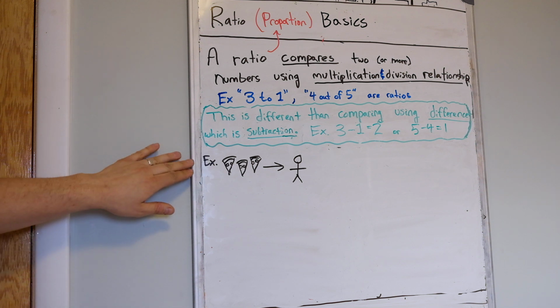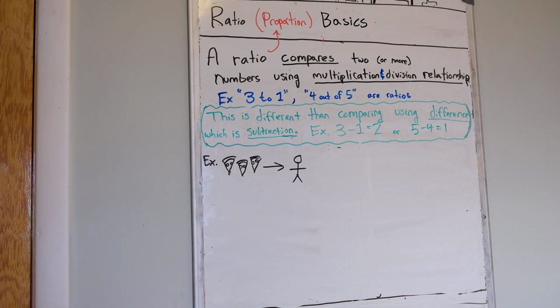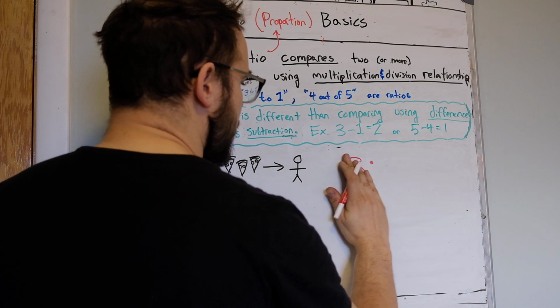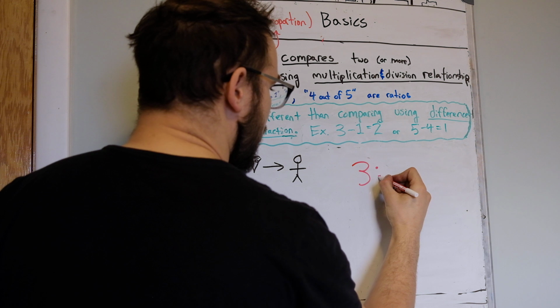So we're going to look at this example. Imagine you're planning a party or a gathering. You want to make sure you have 3 pieces of pizza for every one person. So here it is, 3 pieces of pizza for one person, and we can write this in a kind of traditional ratio form as 3 to 1.